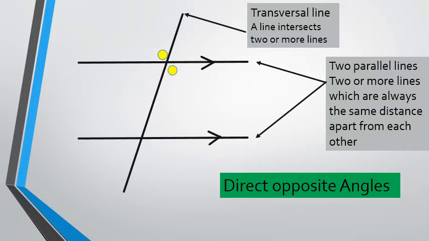You can see that there's my first pair of opposite angles, but are they the only ones? No, let's find another pair. There's another pair where I can find also direct opposite angles, and there's another pair. So that's the third pair that I can expect. And then this is my fourth pair of direct opposite angles.